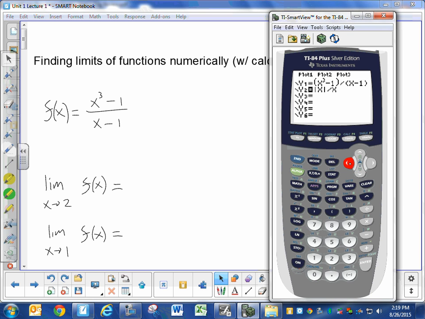You can go ahead and graph this, x cubed minus 1 over x minus 1, and you can see what it looks like. Looks like a quadratic. Looks like a normal parabola. Well, if I ask you to find the limit as x approaches 2 of this function, x cubed minus 1 over x minus 1, what are some ideas on how to find that limit?